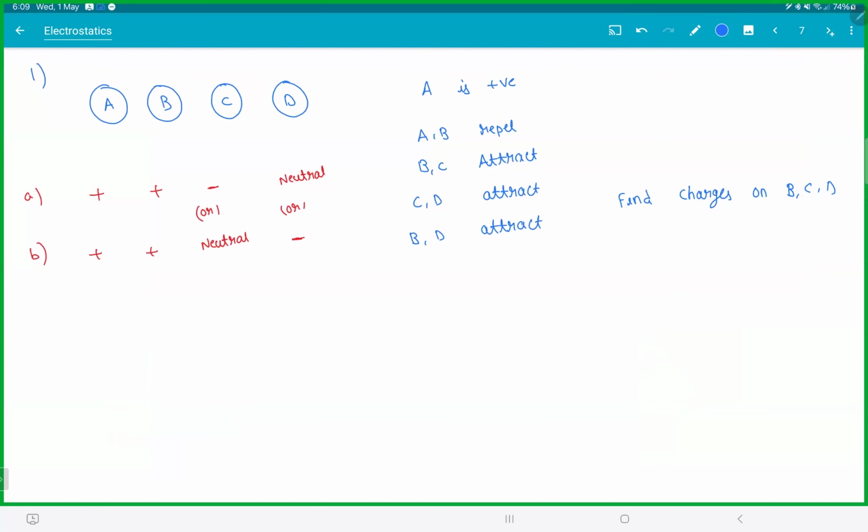Play with this. So a neutral body also can attract. It's by induction. So they attract by induction. Next thing.